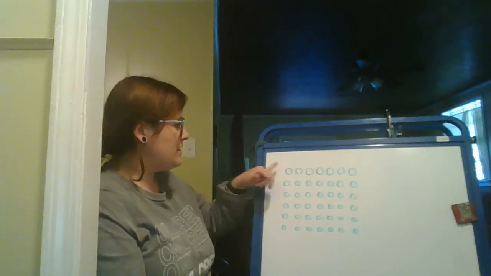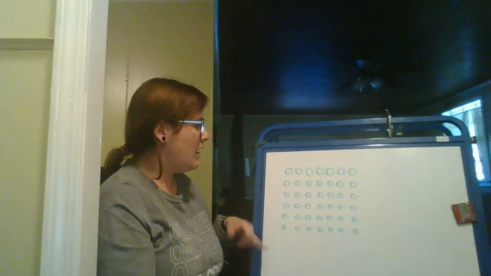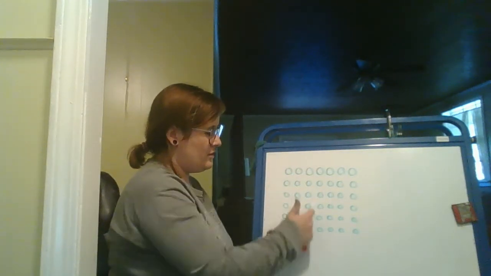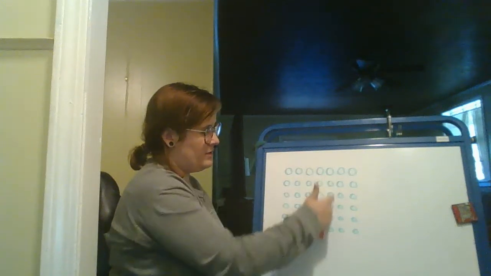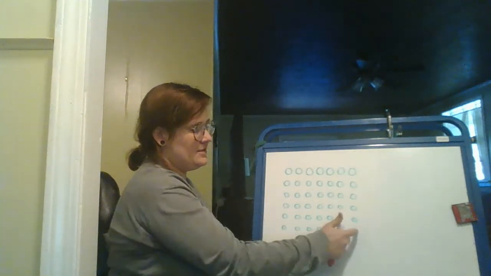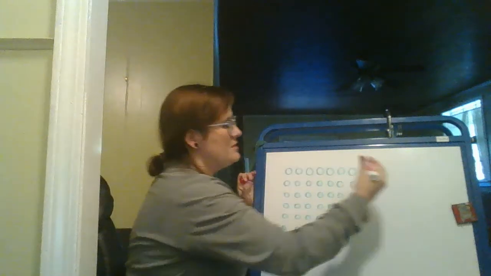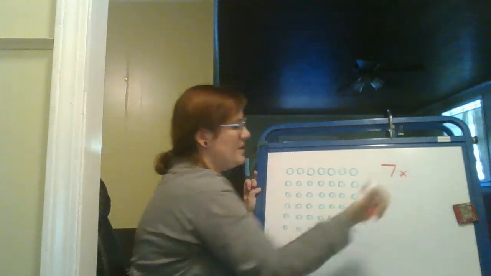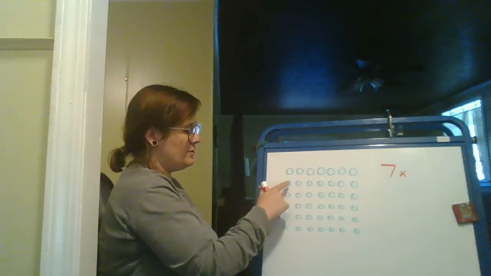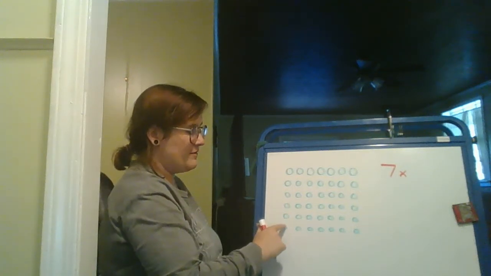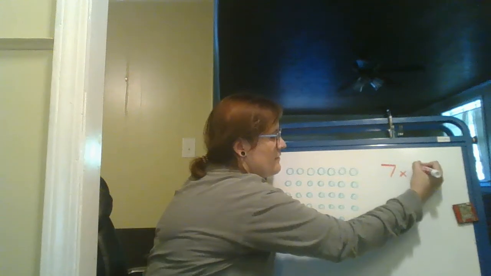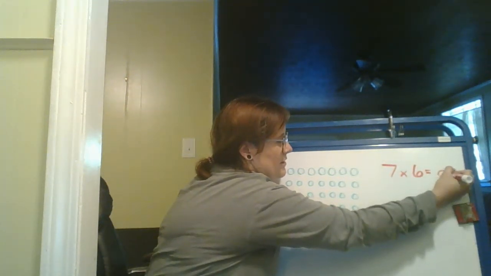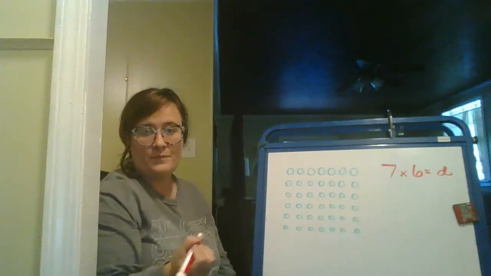array. I'm going to think about how many columns I have. 1, 2, 3, 4, 5, 6, 7. Okay, so my first number is 7. I have 7 groups. How many are in each group? 1, 2, 3, 4, 5, 6. So 7 groups with 6 in each group equals how many dots in all?